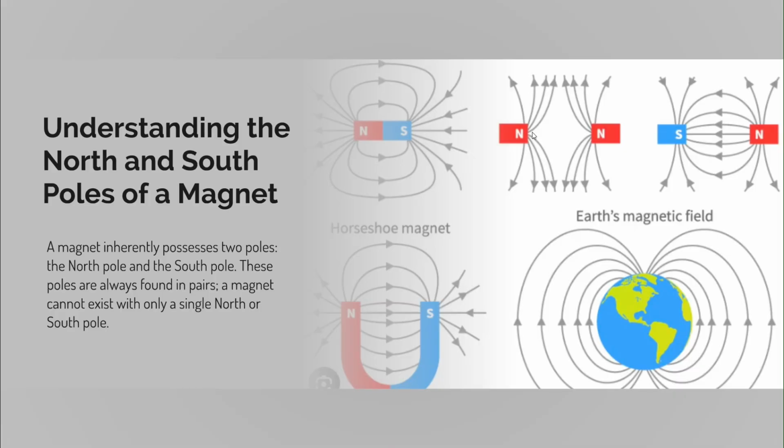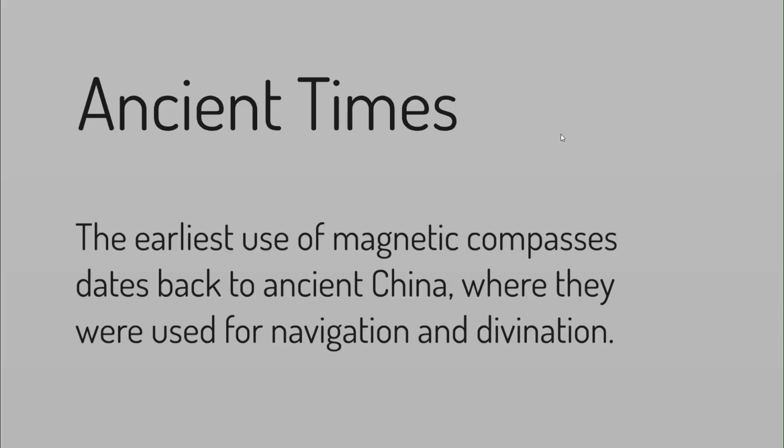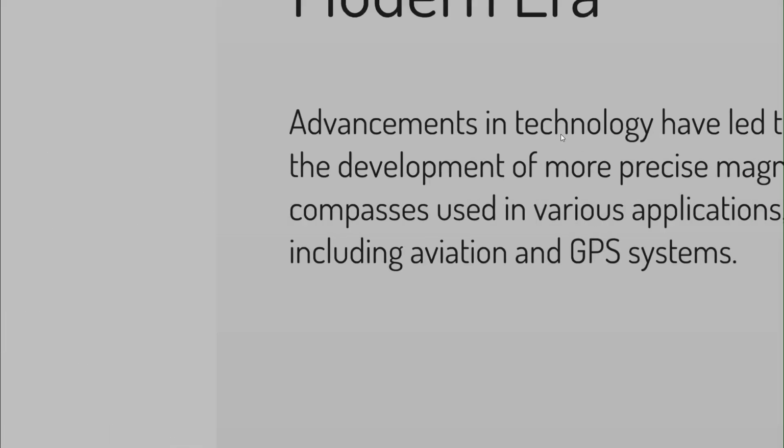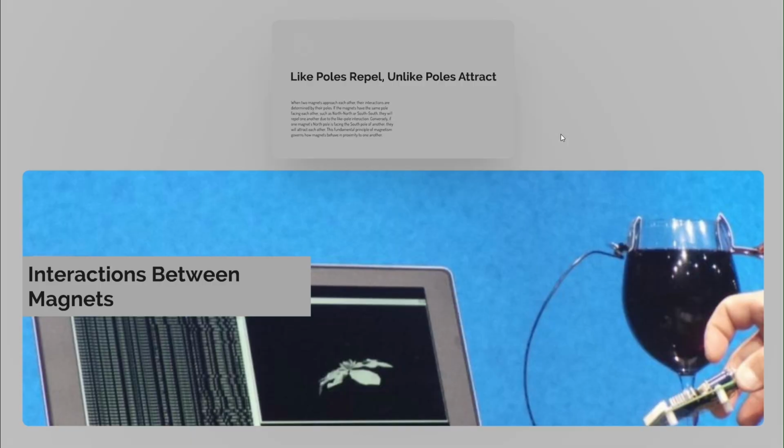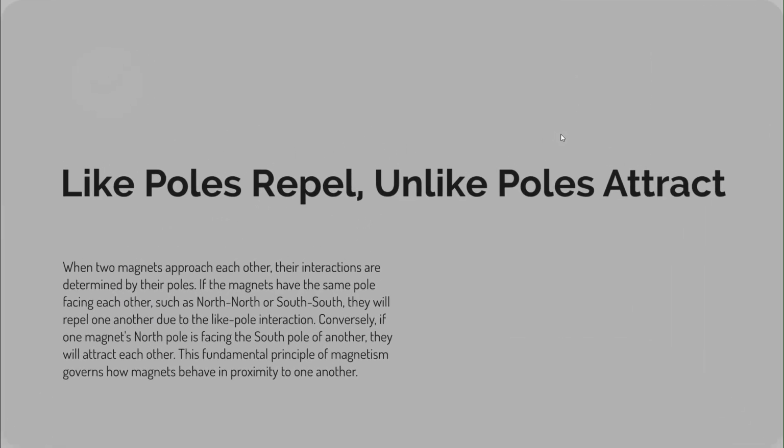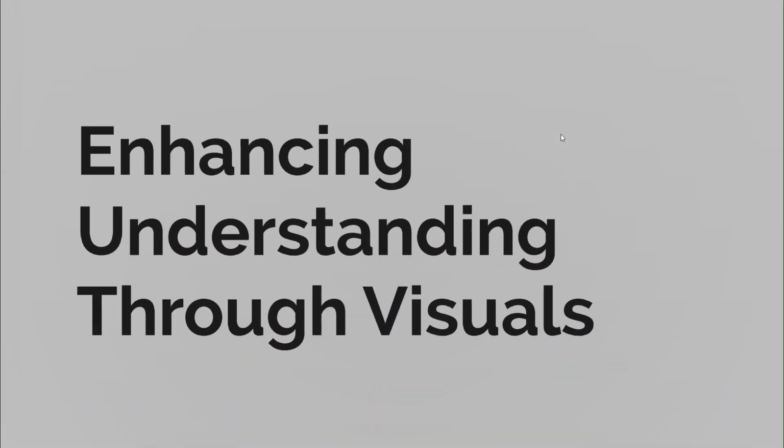Okay, so we know that like poles, like north pole and north pole, will repel each other, but unlike poles, like the south pole and north pole, tend to attract each other. We already discussed this.